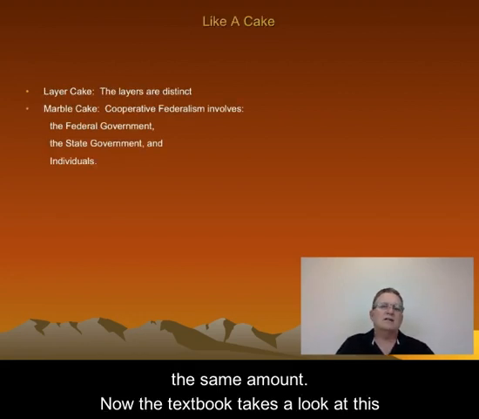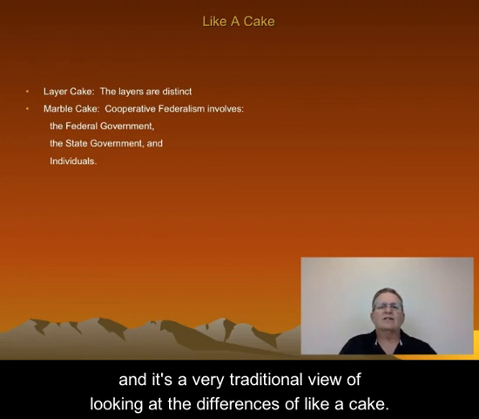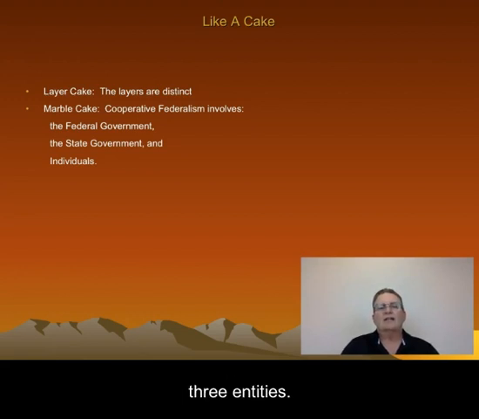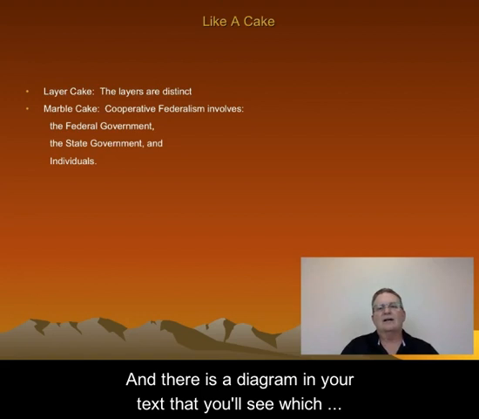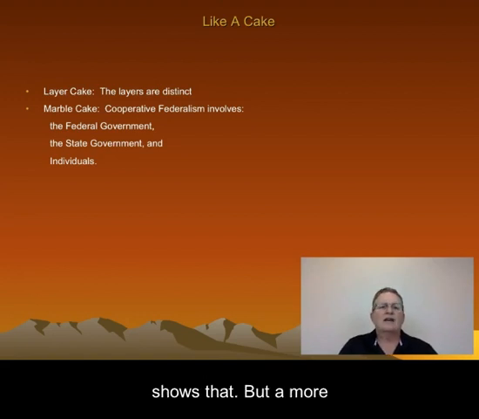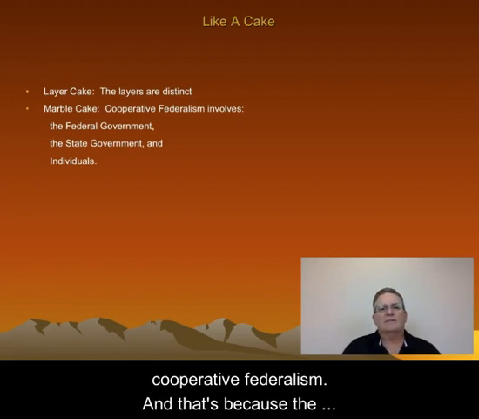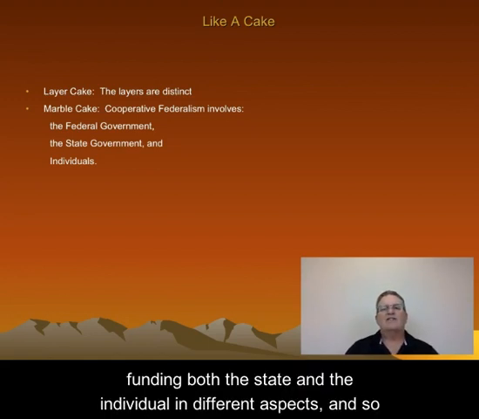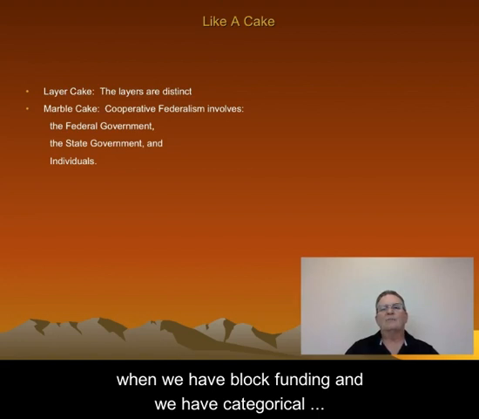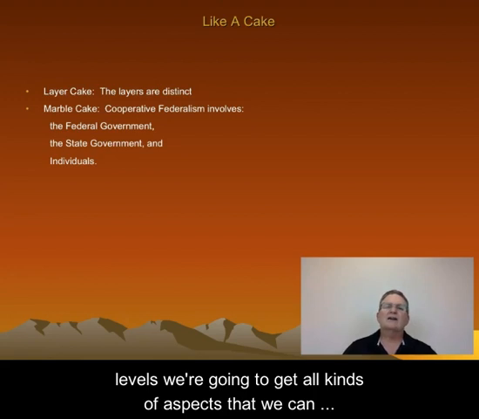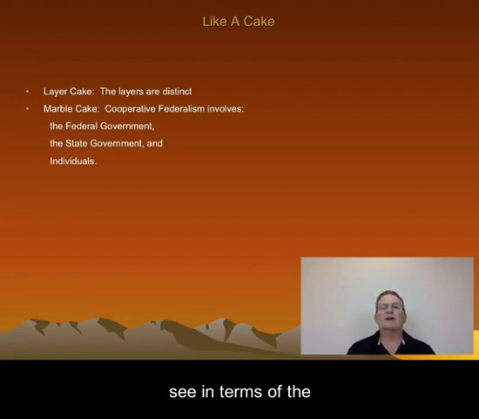Now, the textbook takes a look at this, and it's a very traditional view of looking at the differences like a cake. The first view of federalism is a layer cake between those three entities, and there is a diagram in your text that you'll see which shows that, but a more complex view is more like a marble cake, and this is what happens when we have cooperative federalism. That's because the federal government is funding both the state and the individual in different aspects. And so when we have block funding and we have categorical funding in two different levels, we're going to get all kinds of aspects that we can see in terms of the power of money.